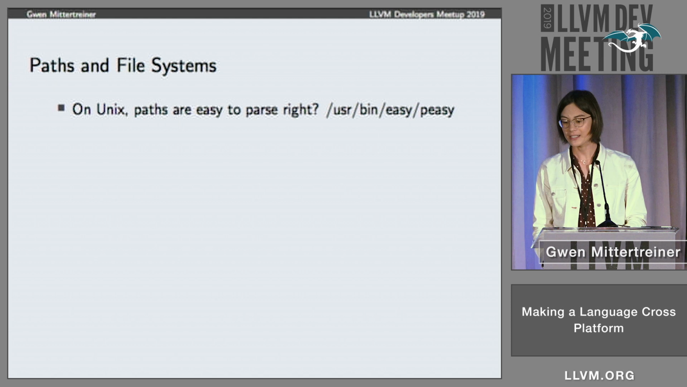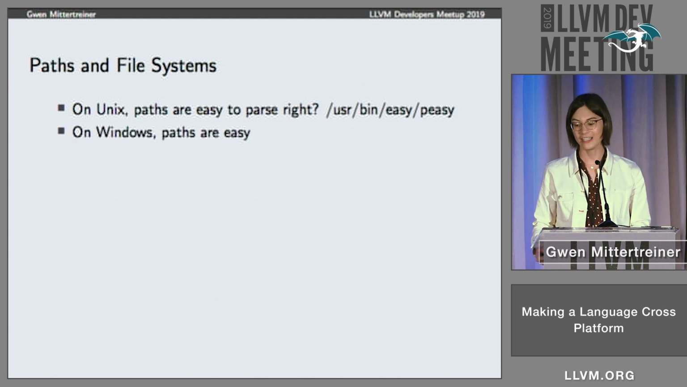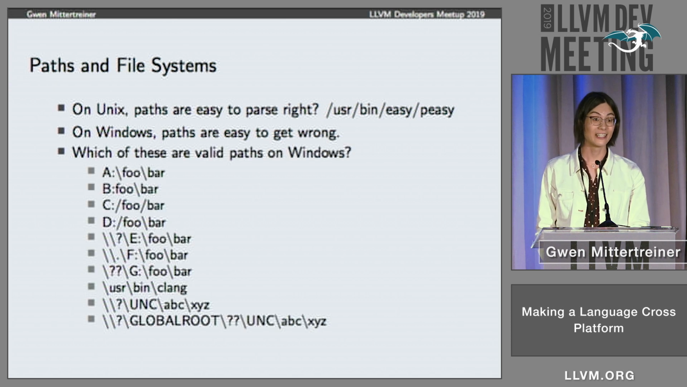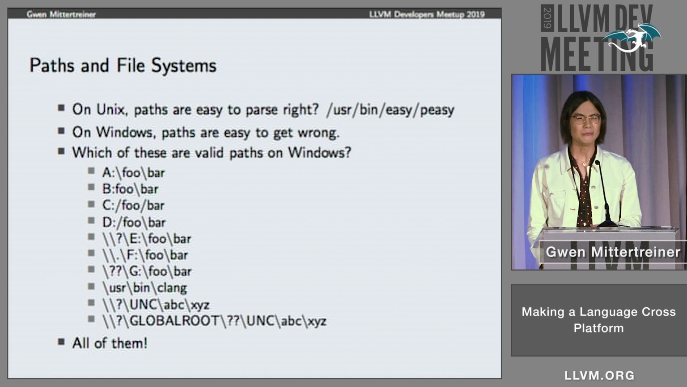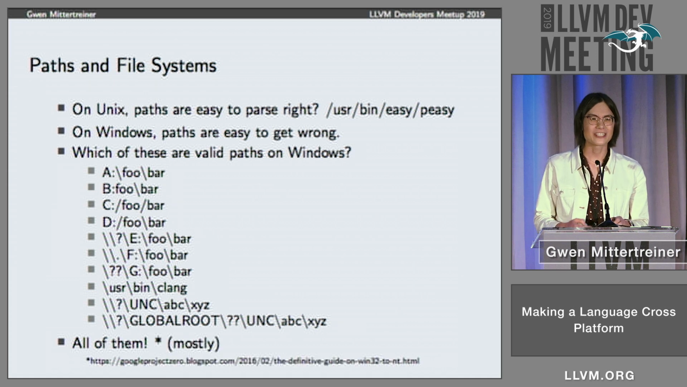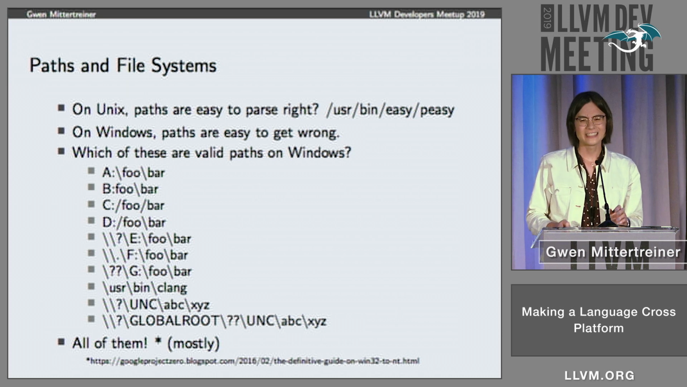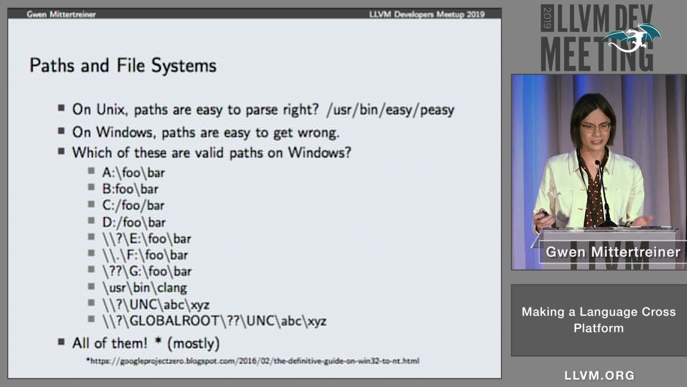On Unix, it's relatively easy to parse paths. On Windows, it's relatively easy to get paths very wrong. Quick quiz, which of those are valid Windows paths? Trick question, all of them. Mostly. The ones with forward slashes may or may not be valid depending on the API and depending on the path parser that they go through. Check out that link for details about exactly what all of those are.